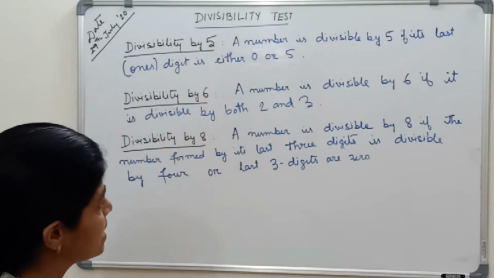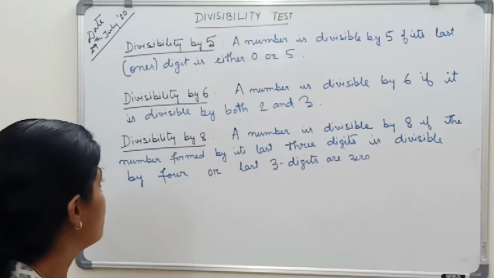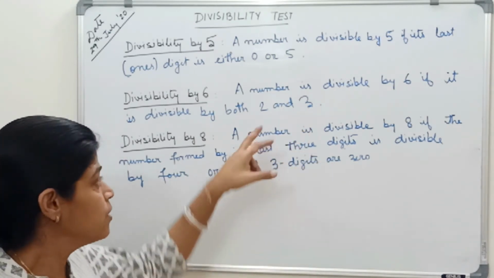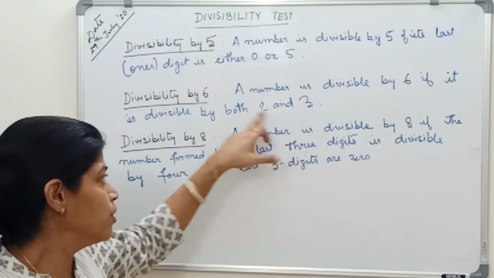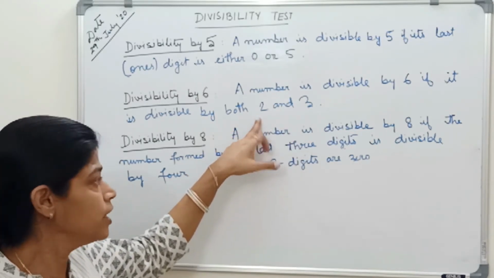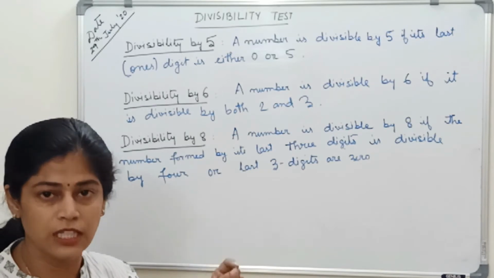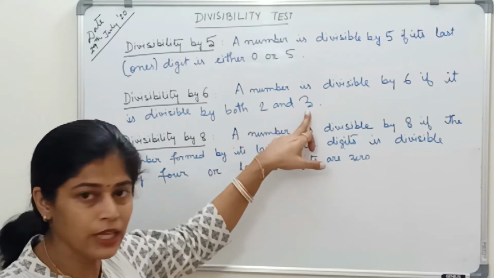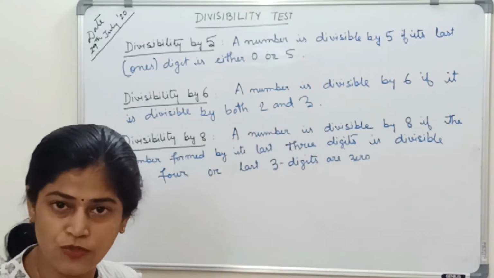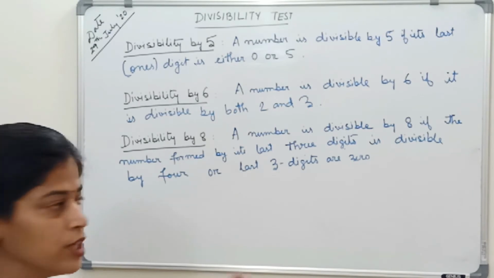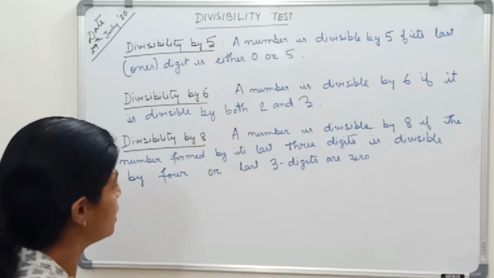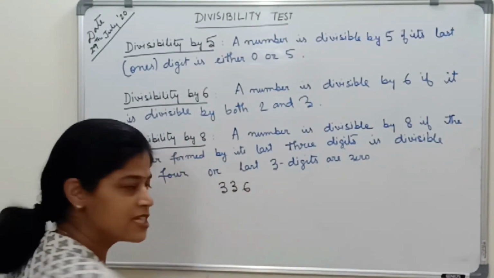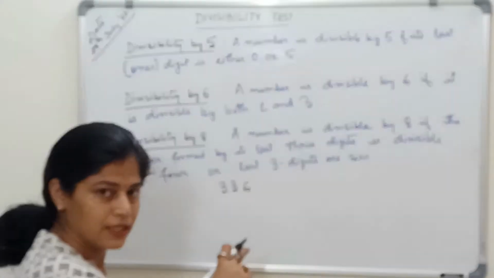Divisibility by 6. A number is divisible by 6 if it's divisible by both 2 and 3. So a number will be divisible by 6 if it is divisible by both 2 and 3. And we know a number is divisible by 2 if the last digit of the number is either 0, 2, 4, 6 or 8. For 3, we need to add all the digits of the number, and if that sum is divisible by 3, then the whole number is divisible by 3. So let me take a number 336. The last digit is 6, so it will be divisible by 2.